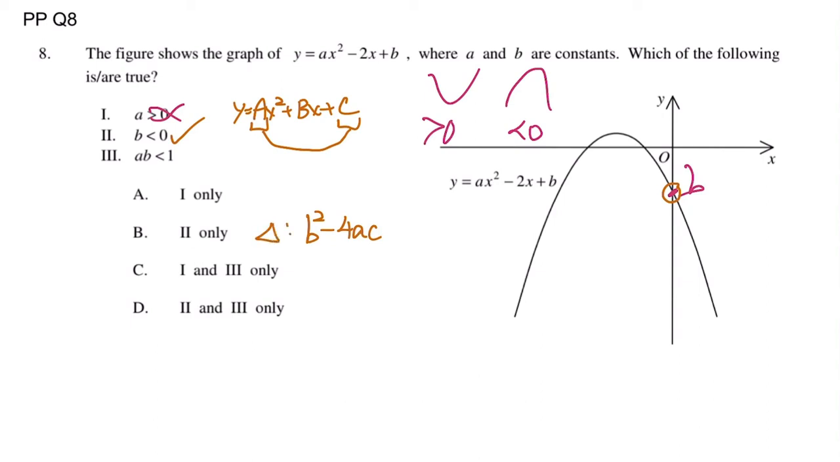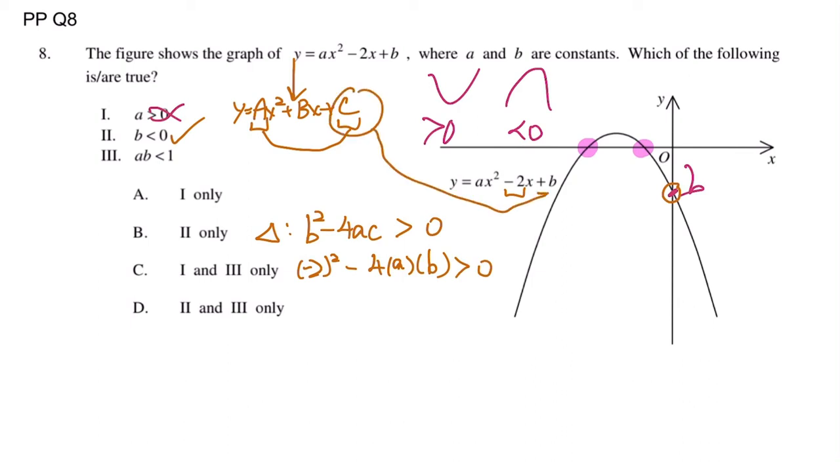Delta determines the number of roots. So what are the roots here? Roots are the points touching the x-axis. So it's 2 here. If there are 2 roots, then delta is larger than 0. So what is our b? Remember, it's the middle one, the coefficient of x. So negative 2 squared minus 4ac, where c is not the letter c but the constant. So what is negative 2 squared? Click calculator please. Yes, 4 minus 4ab is larger than 0.